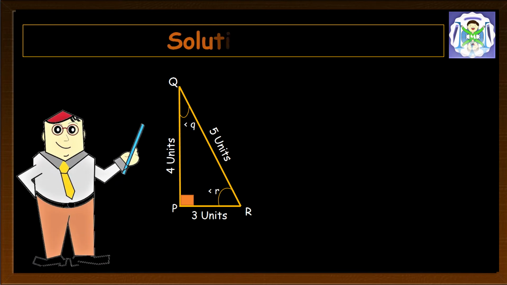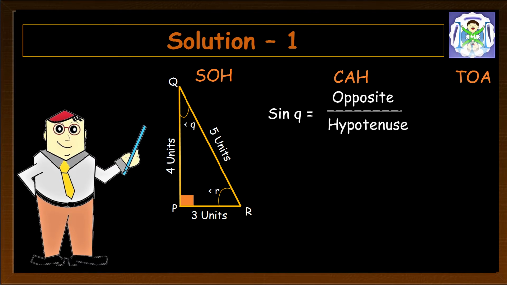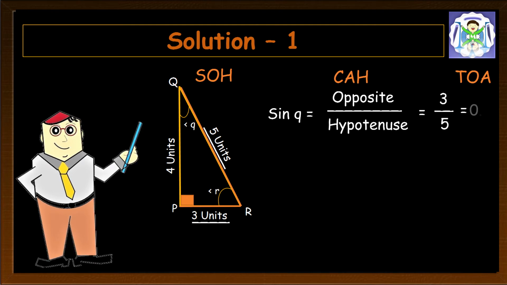First sin Q. As you remember, SOH-CAH-TOA, sin Q is equal to opposite over hypotenuse. If you see the figure, opposite is PR, which is 3, over hypotenuse. Hypotenuse is across from the 90 degrees, which is 5. So we get sin Q equals 3 over 5, which is 0.6.